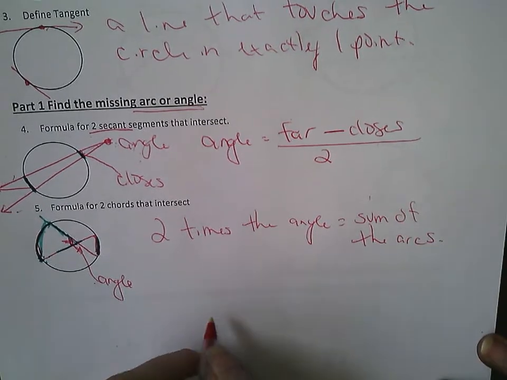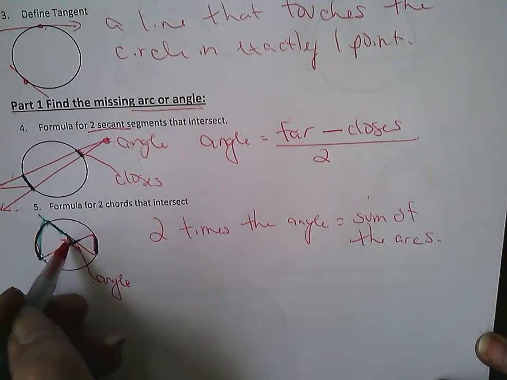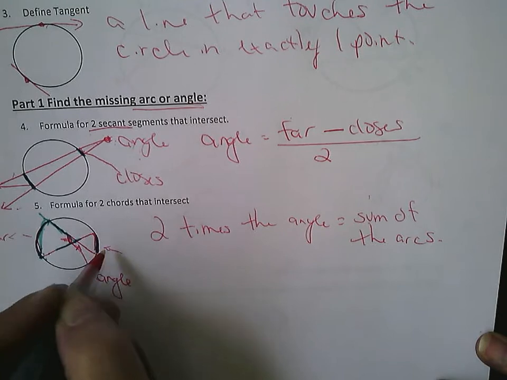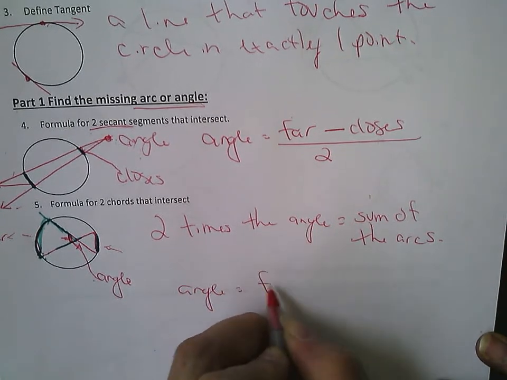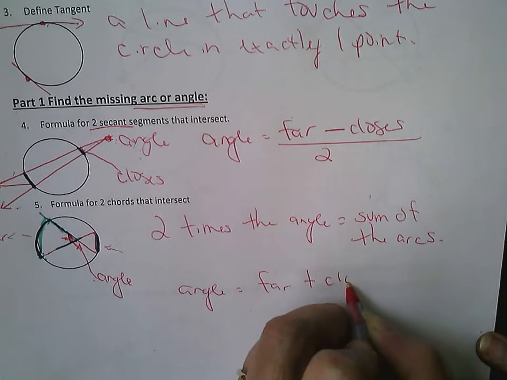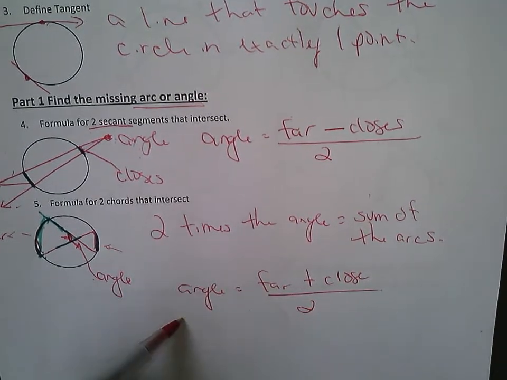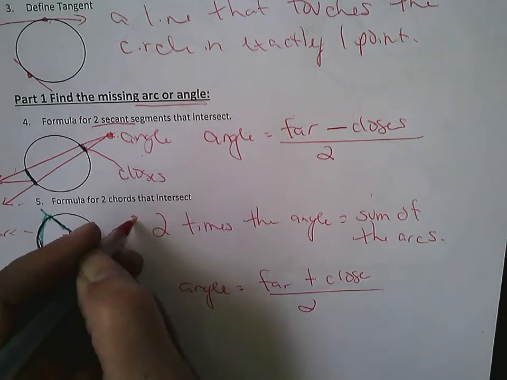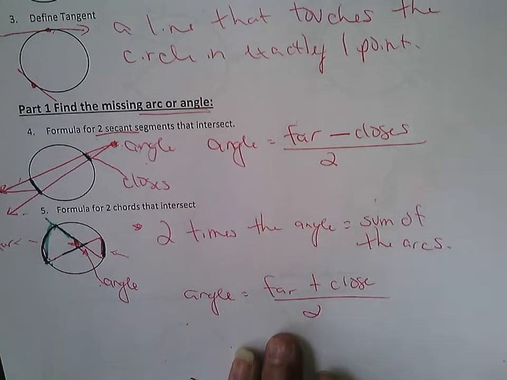Another way that we can think about this is as your far and your near. If this is our angle, this one would be the farthest away, and this one would be close. You would say the angle equals the far plus the close, divided by 2. Both are exactly the same when we're putting things together. I prefer this one right here. It's a little cleaner for me, but you can do this one as well if that's helpful to you.